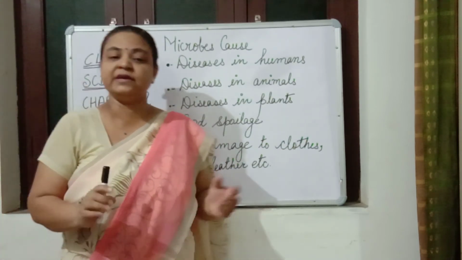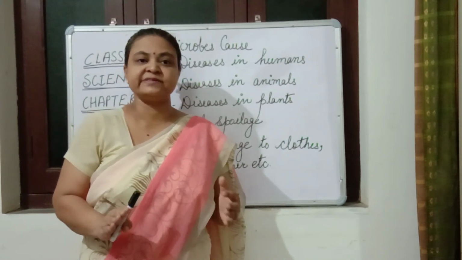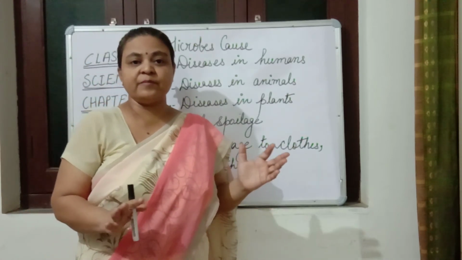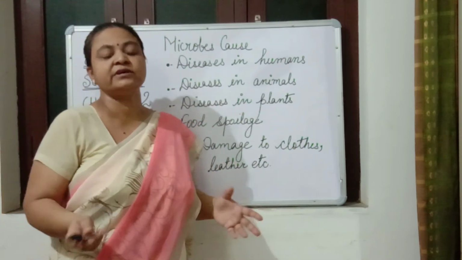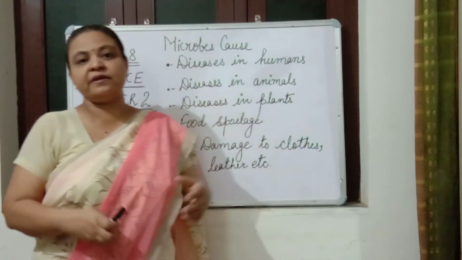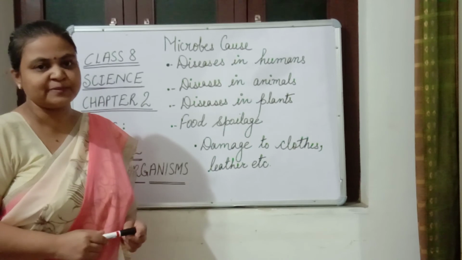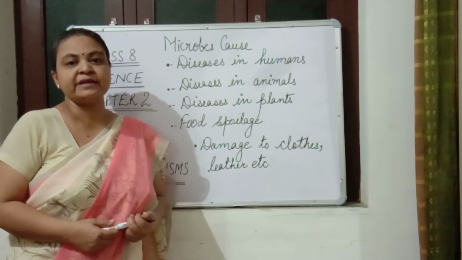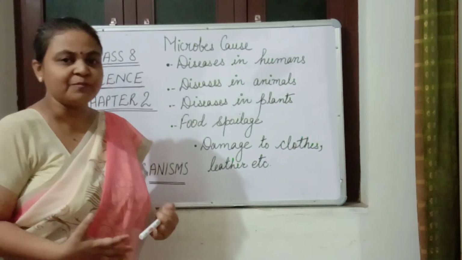and leather are also subject to decomposition. So microorganisms can decompose these substances. In the rainy season, you must have seen fungus growing on leather shoes or something which have been left over. So these kinds of things also get spoiled because of microorganisms. So children, these are some of the harmful effects of microorganisms. I hope this video will help you to understand this topic.